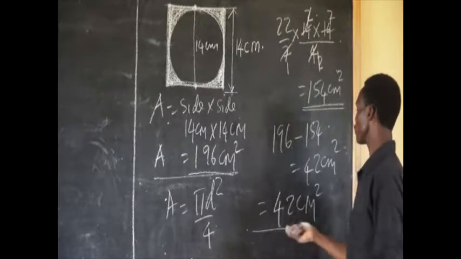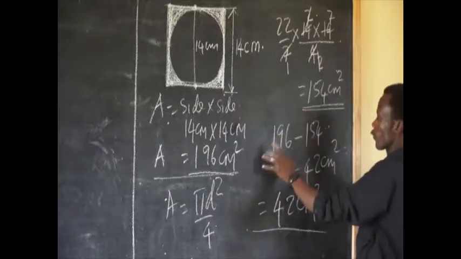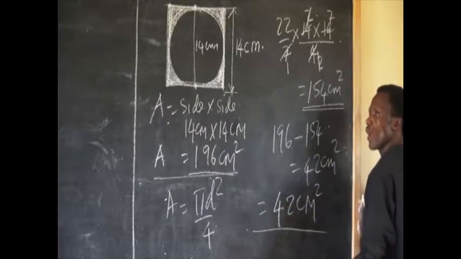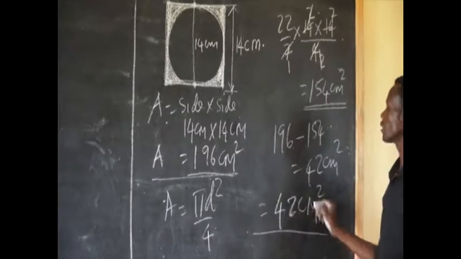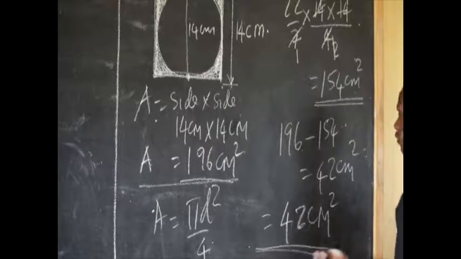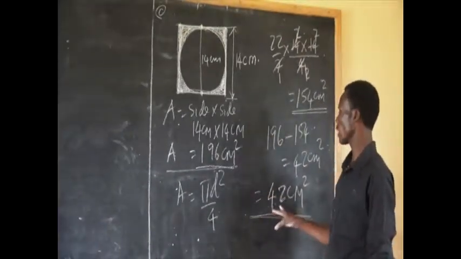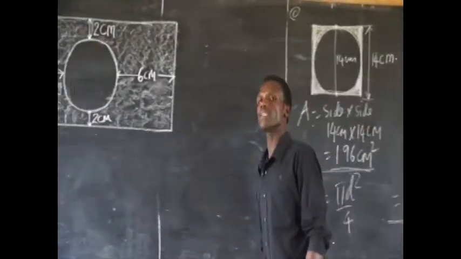Now we have got 42 centimeters after subtracting this 154 from 196, according to the formula that we have learned. This is equal to 42 centimeter square. So this is the area of the shaded shape. The shaded area is equal to 42 centimeter square. Now that's how we can determine it.